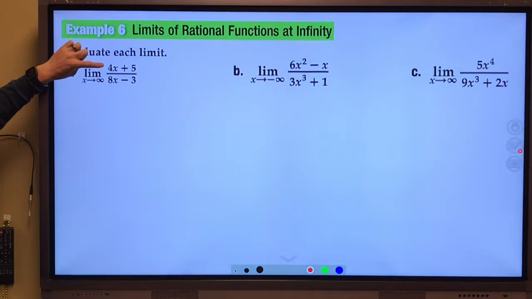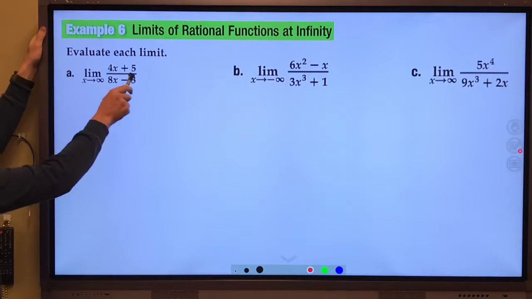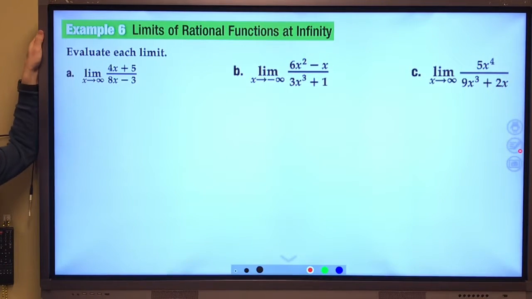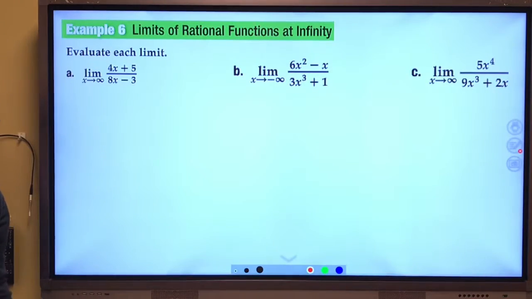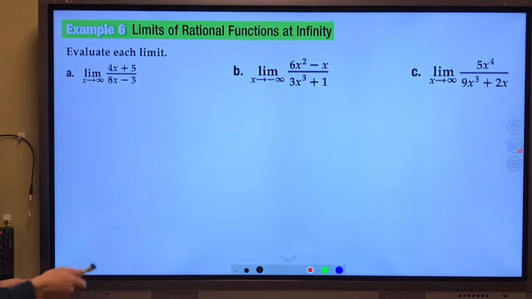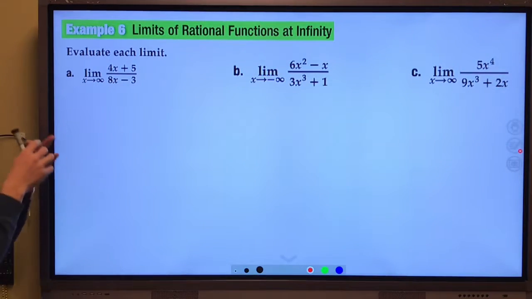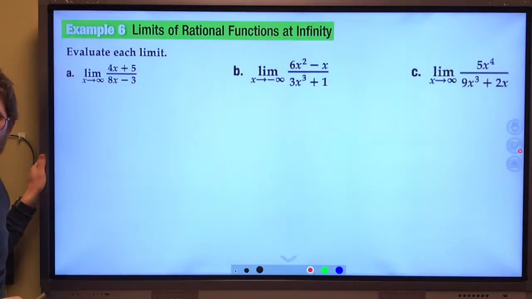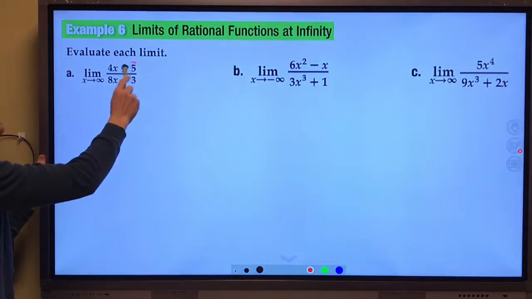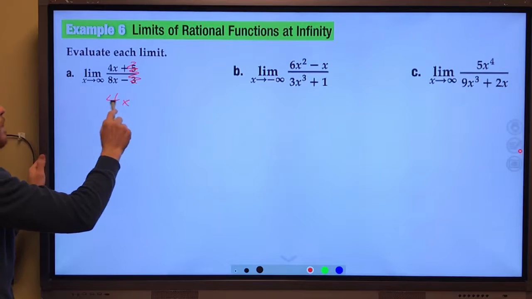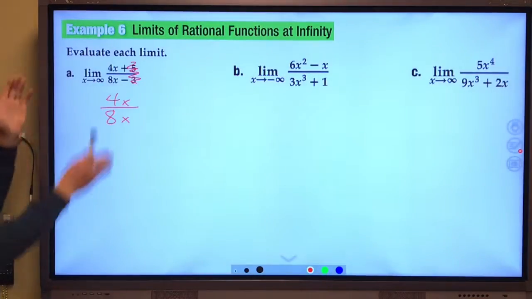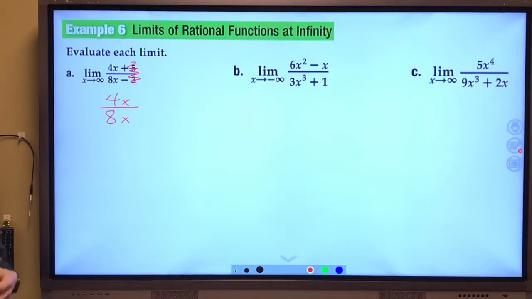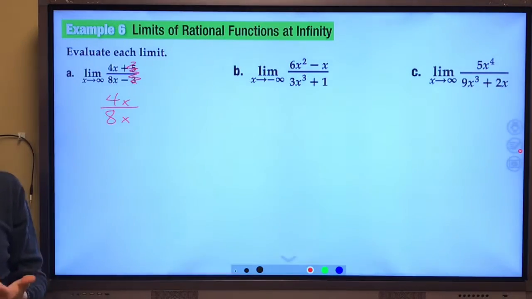And so as we're putting in like 10,000, 10 million, 10 billion, this plus 5 becomes very insignificant. Because we're multiplying that by 4, that is huge, and then plus 5, it's a very weak addition to this. Whatever that is times 8, that's some gigantic number. Minus 3 doesn't really affect it very much. So we can really just look at this 4x over 8x. Really, this is just so insignificant as our value for x gets so close to infinity.